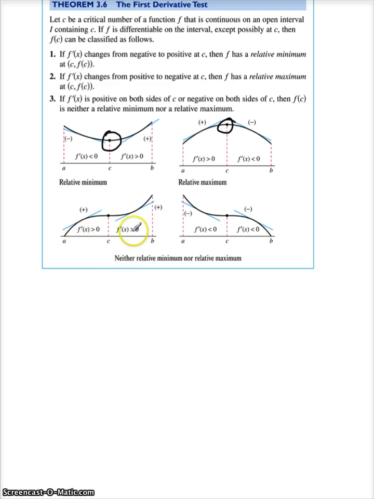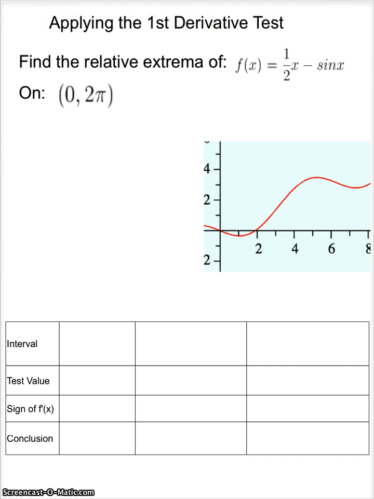Now, it is also possible to have neither. If f prime is positive on either side, then you're going to have something called an inflection point, and we'll discuss what those are later. And if it's negative on both sides, we have the same situation. These are not relative maxes or mins. All right, now let's apply the first derivative test to this function.